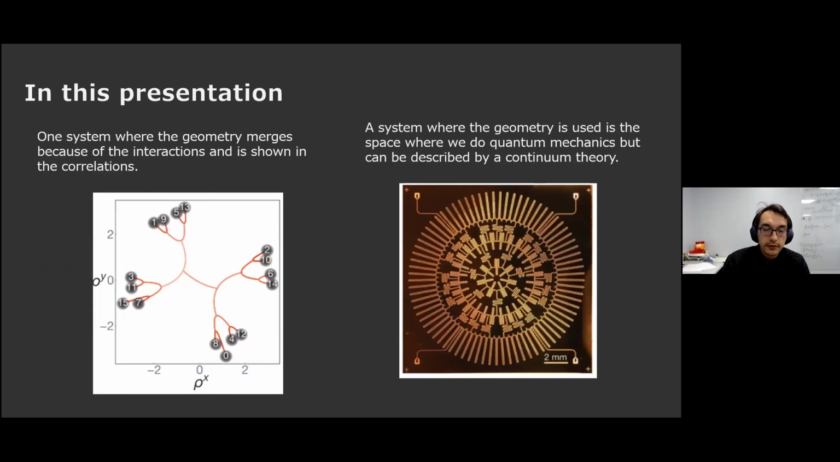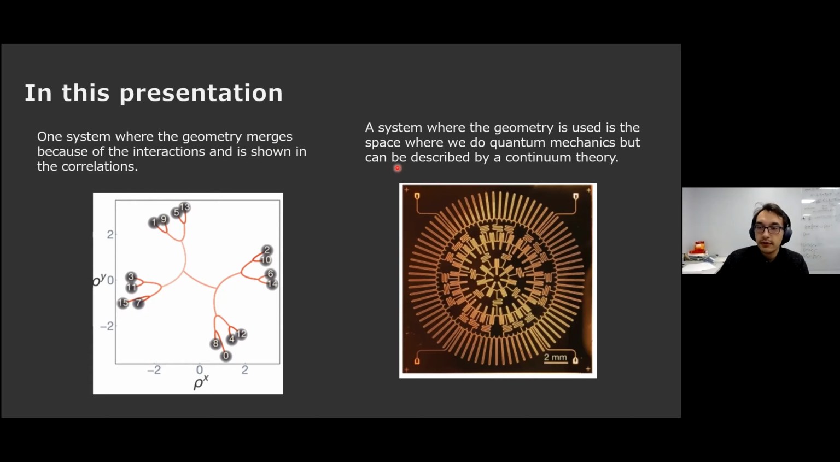In this talk, we're going to focus on two studies, two separate studies. The two of them are related to curved geometries, but they arise in a quite different way. The one on the left here, which will be the first, is a very nice experimental result that shows how curved geometries can emerge if you tune the interactions in a very simple quantum mechanical system, and you can see this hidden geometry through the study of the correlations.